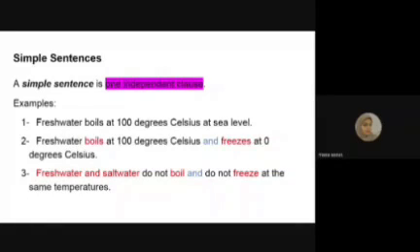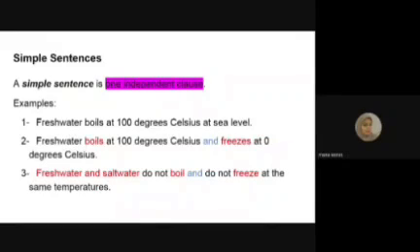Let's move on to the second example. Fresh water boils at 100 degrees Celsius and freezes at 0 degrees Celsius. So fresh water is the subject, boils is the verb. Pay attention to this kind of sentence: boils at 100 degrees Celsius and freezes at 0 degrees Celsius. So here we have a compound verb, that is boils and freezes.